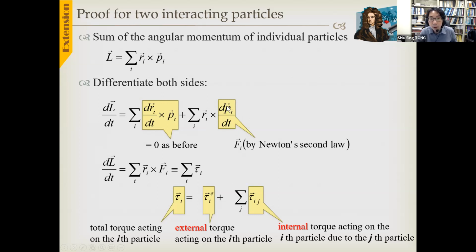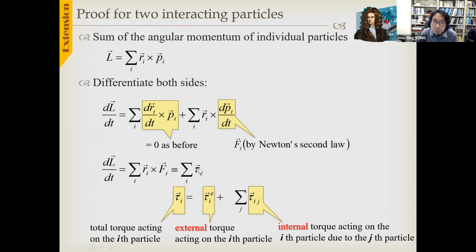For the second term, dPi/dt is the net force acting on particle i. So I write it as Fi. And so I have the rate of change of the total angular momentum as the summation of Ri cross Fi, right? And that is the summation of the torque. By definition, Ri cross Fi is the torque acting on particle i.